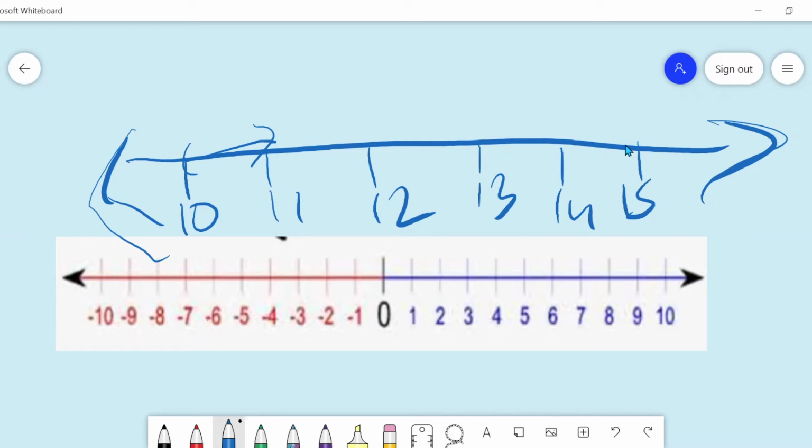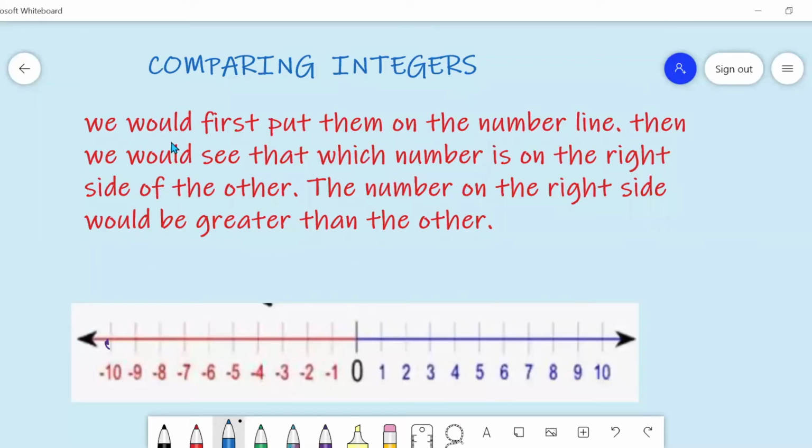Okay. Now I will tell you how to compare integers. Comparing integers. If we have to compare integers, like if I have -3 and 9, which one is greater and which one is smaller? How will we find this? Simple, very simple.